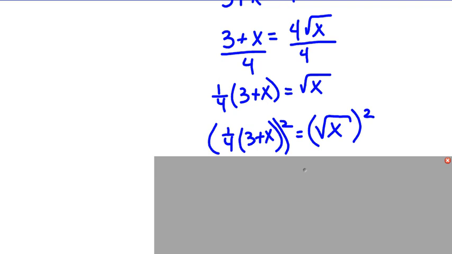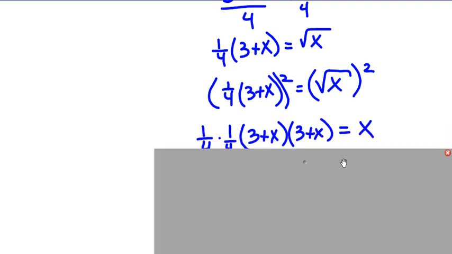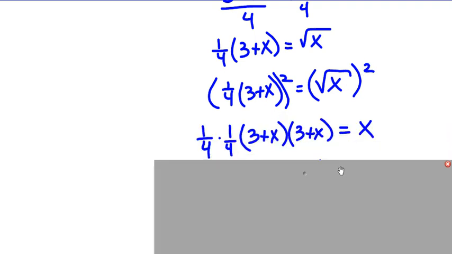By squaring it, we know that means that you have 2 of those items multiplied together. So I have 2 1/4's being multiplied together, and 2 (3 plus x)'s being multiplied together. We also know that when we square a square root, or something to the 1/2 power squared, that makes an exponent of 1, so the right-hand side is just x. So we're going to simplify the left-hand side by multiplying it. 1/4 times 1/4, that's 1/16.